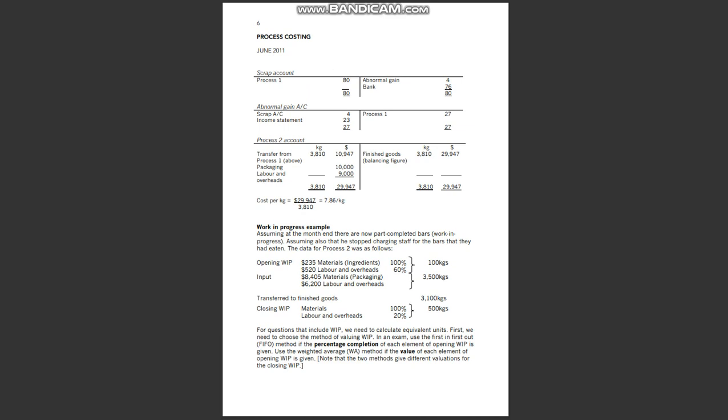Opening work in process 235: ingredients 100% complete, and labor and overhead 60% complete. Material packaging and labor overheads also completed 100%. Opening work in process 100 kgs, and material, packaging and labor overheads input 3500 kgs. Transfer to the finished good 3100 kgs. Closing work in process: material 100%, labor and overheads 20%, and both are 500 kgs.